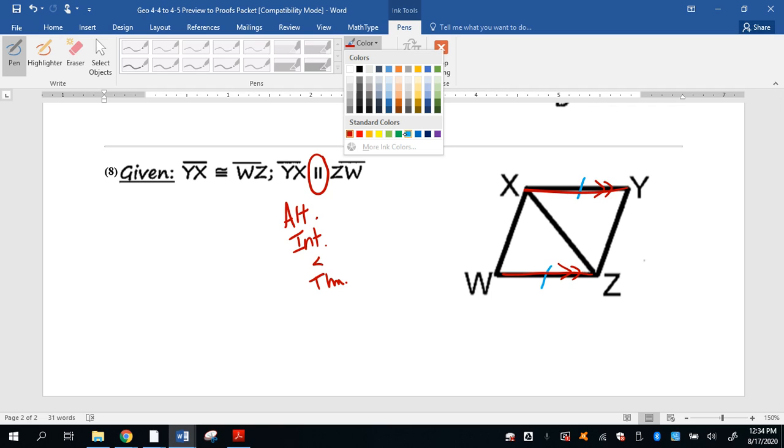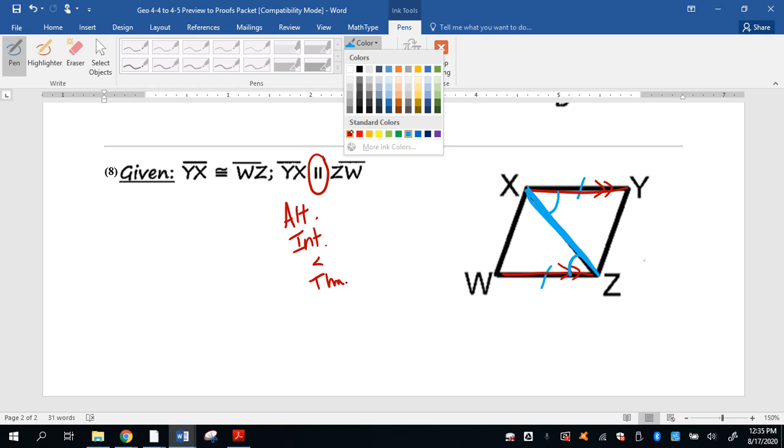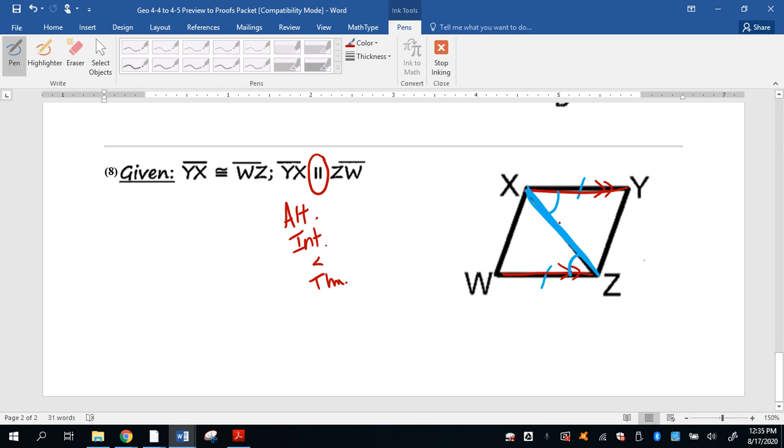We're going to draw in a transversal. So the transversal, and so we're looking for the blue and red, and blue and red. So the angles that have sides that are blue and red. Therefore, the two triangles are congruent by side angle side, because we also have a reflexive. So side angle side, and here's side angle side.